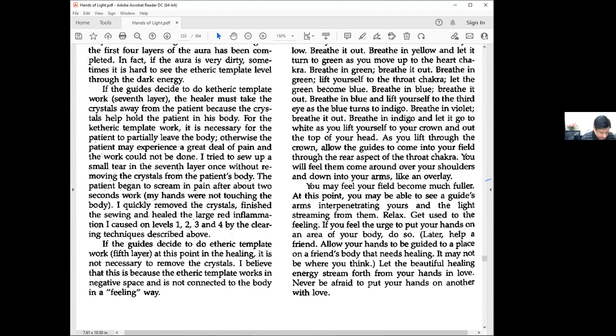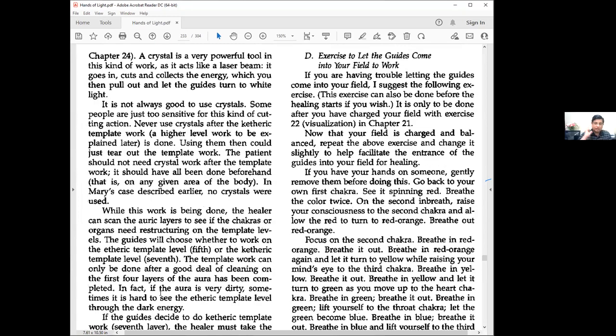If the guides decide to do etheric template work, fifth layer, at this point in the healing, it is not necessary to remove the crystals. I believe that this is because the etheric template works in negative space and is not connected to the body in a feeling way. So with each layer, what is the connection? If the connection is not there, you may not feel the pain, you may not feel other stuff. But again, we have to start becoming sensitive to the layers, which is not an easy task. We have to work on it. Practice is what we require.